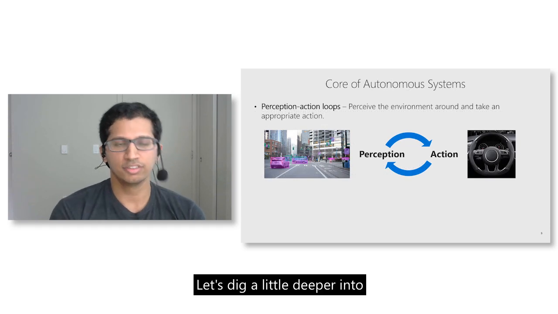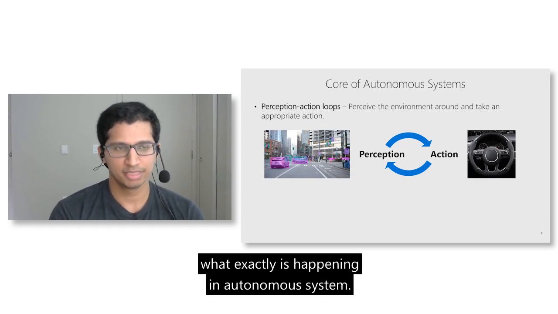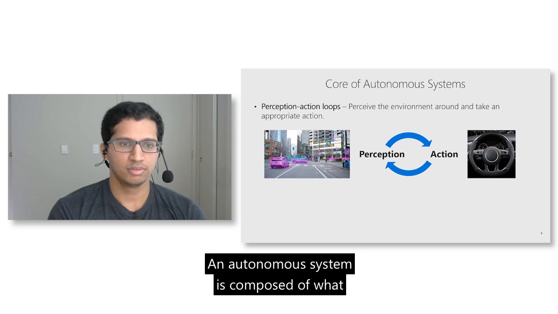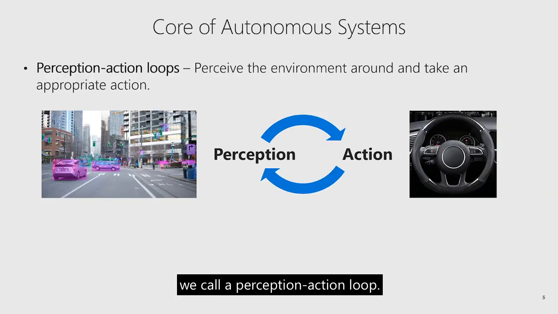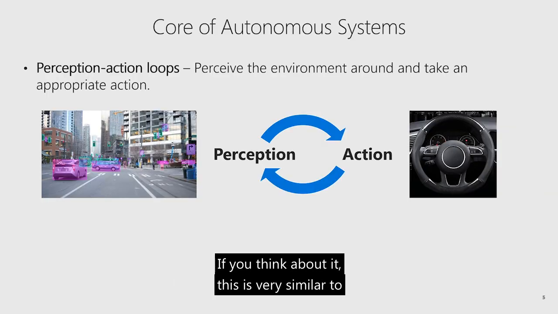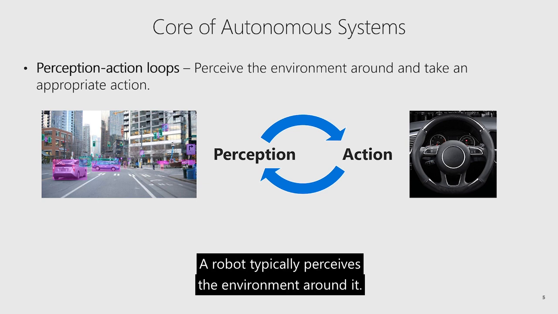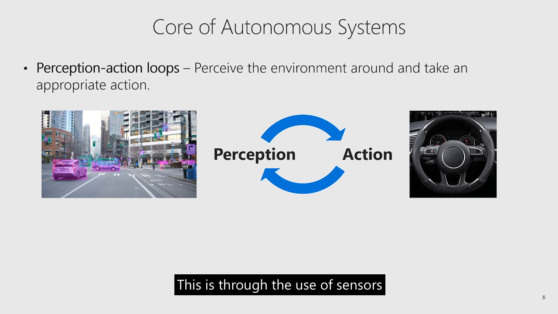So let's dig a little deeper into what exactly is happening in an autonomous system, right? An autonomous system is composed of what we call a perception action loop. If you think about it, this is very similar to what we humans do on a day-to-day basis. A robot typically perceives the environment around it, typically through the use of sensors.